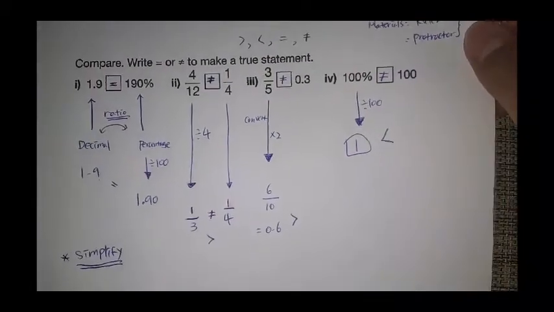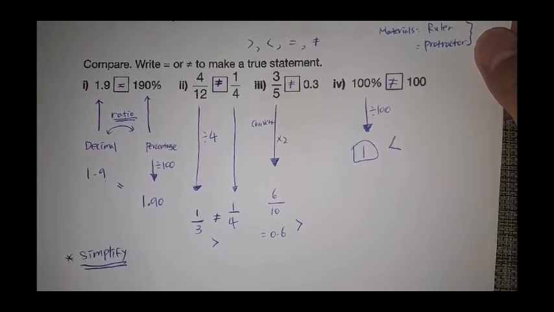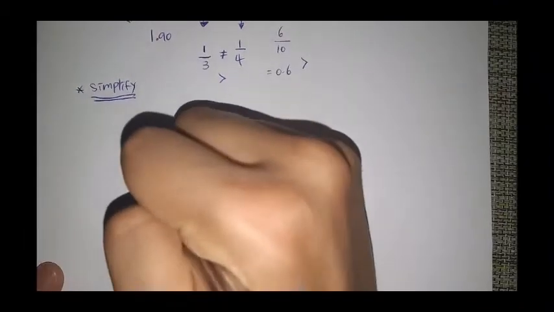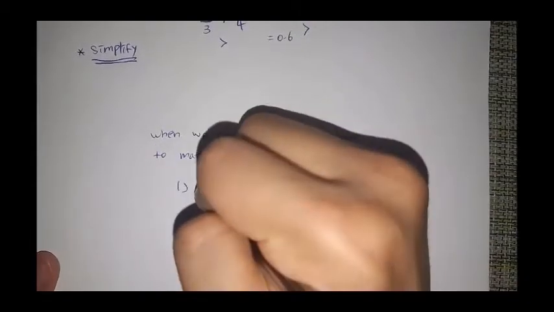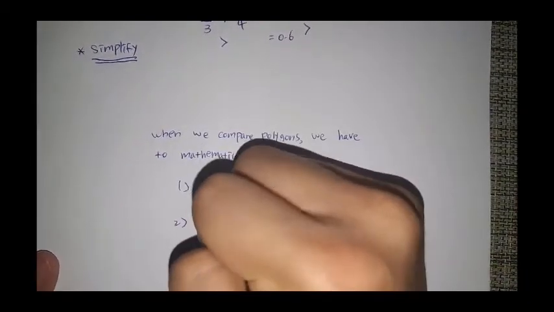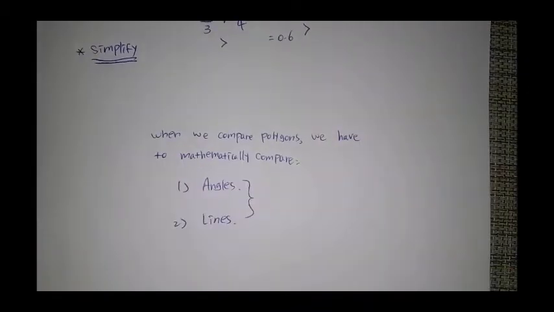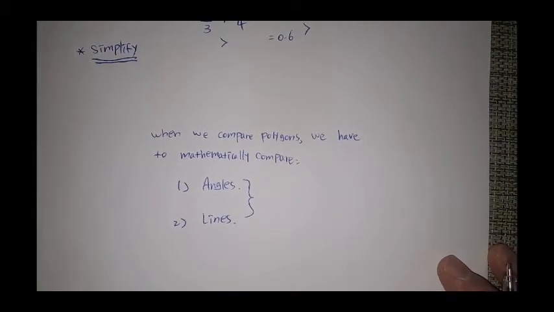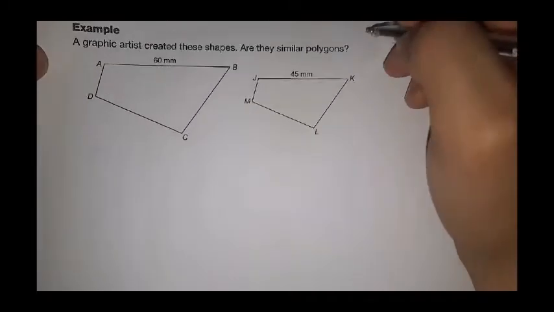Now, why did I focus on the very first page, Try These, which sometimes I omit and go straight to the lesson? It's because when we compare polygons, we have to mathematically compare, and there are two things that we need to compare. Number one, angles, and number two, lines. We have to compare these two properties. Without further ado, let's go to a classic example that is available on page 243.